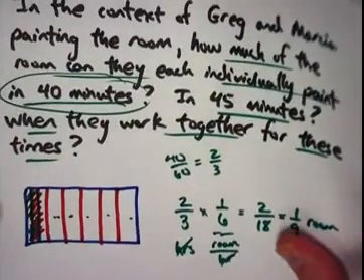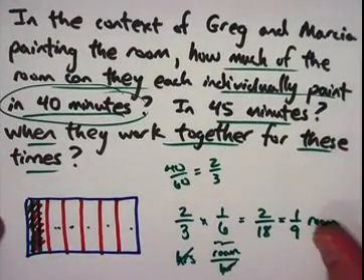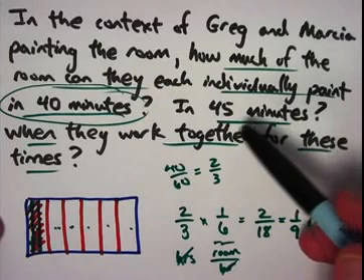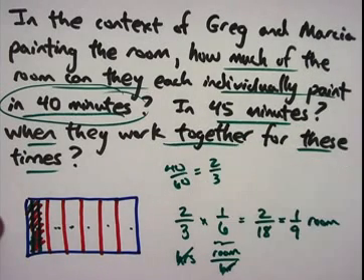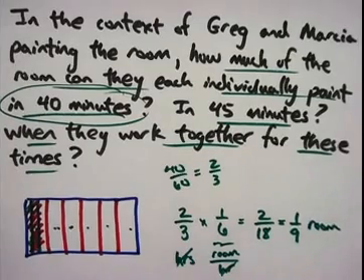We also looked at this part, an extension of the problem. In the context of the same room, how much of the room can they individually paint in 40 minutes and 45 minutes, and when they work together for these two different times?